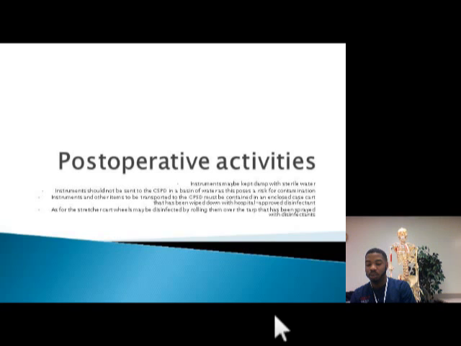Instruments and other items to be transported to the CSPD must be contained in an enclosed case cart that has been wiped down with hospital-approved disinfectant. As for the stretcher, cart wheels may be disinfected by rolling them over the tarp that has been sprayed with the disinfectant.